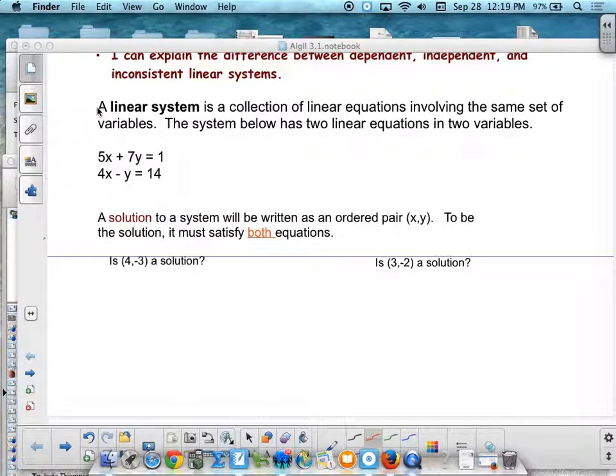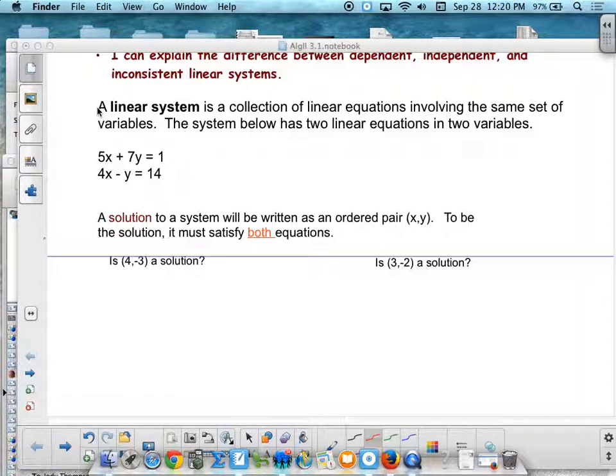Okay, here it is, a linear system. This is where we start. A linear system is a collection of linear equations. It's a collection, meaning one, two or more equations. How many do we have? Two equations. So a linear system is a collection of linear equations involving the same set of variables.